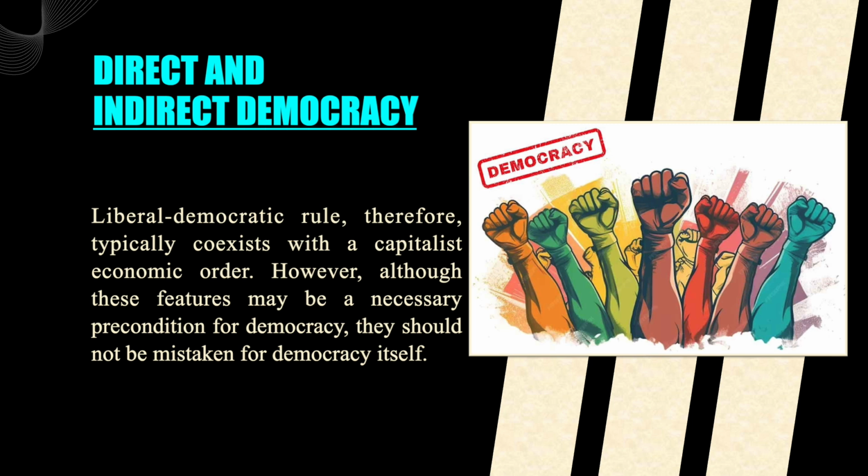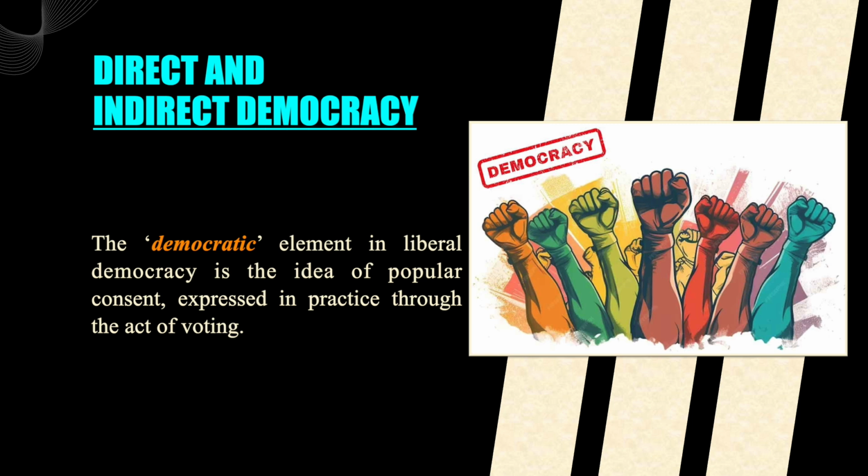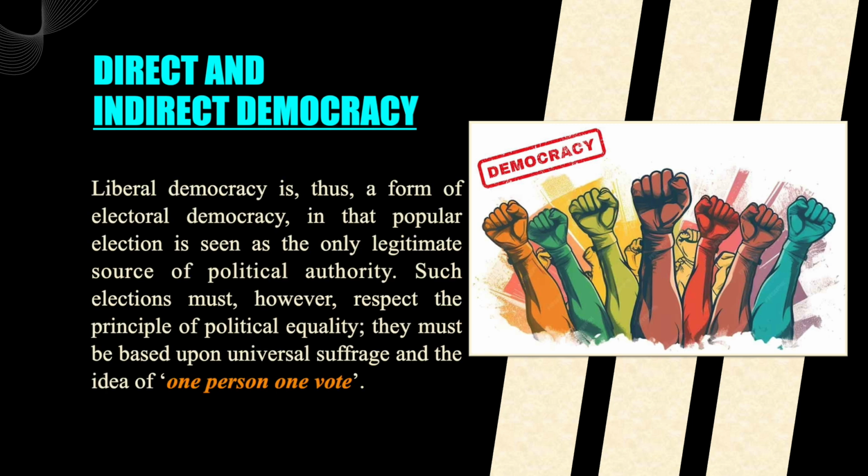However, although these features may be a necessary precondition for democracy, they should not be mistaken for democracy itself. The democratic element in liberal democracy is the idea of popular consent, expressed in practice through the act of voting. Liberal democracy is thus a form of electoral democracy, in that popular election is seen as the only legitimate source of political authority. Such elections must, however, respect the principles of political equality.